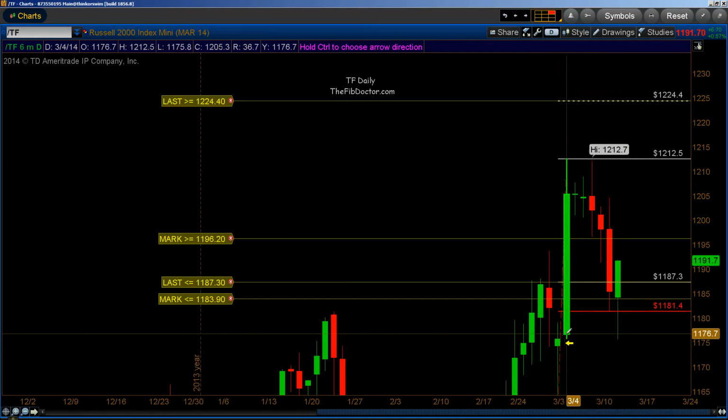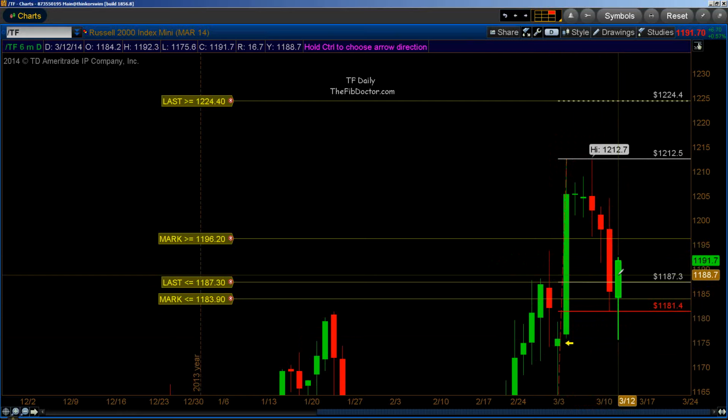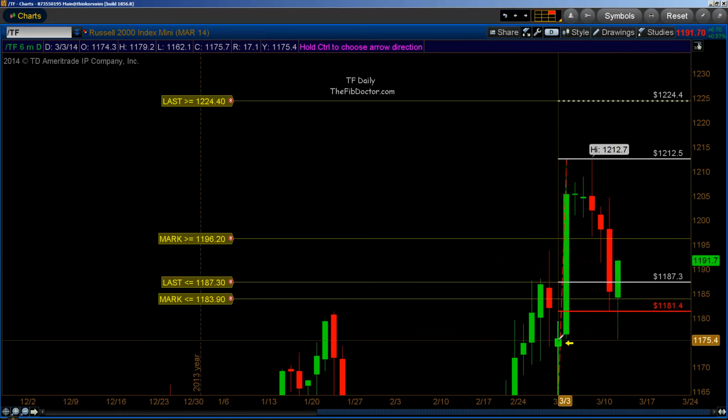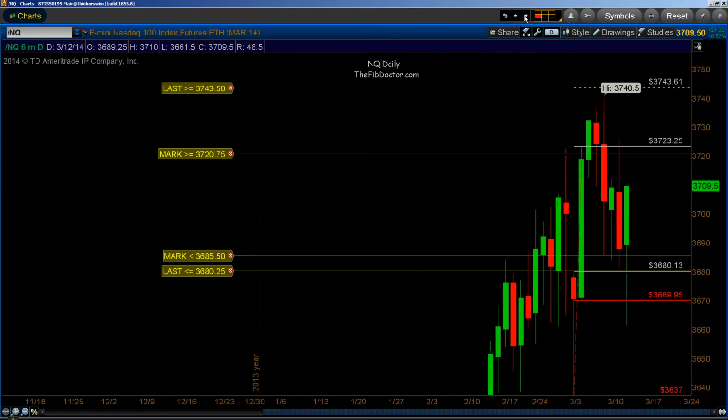You see there's a body gap between March the 3rd and March the 4th. This gap is at 1175.7. The low of this candle today was 1175.6. So it came down to the gap, the open gap, 1 tick under it, and then got a nice pop off of there. That candle has a range of 16.7 points.